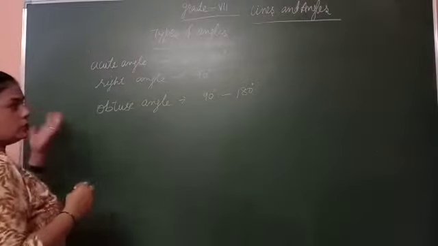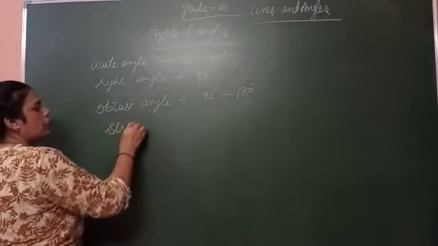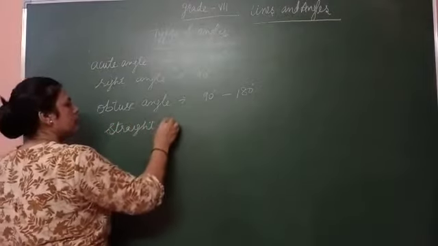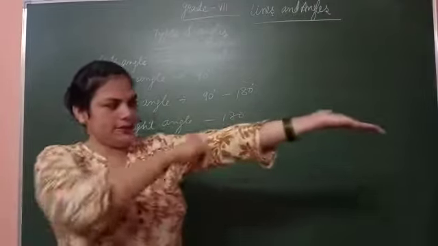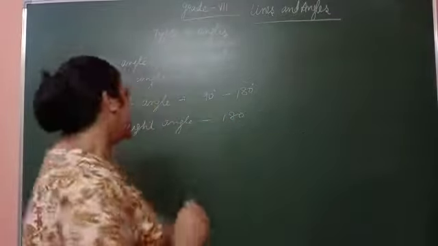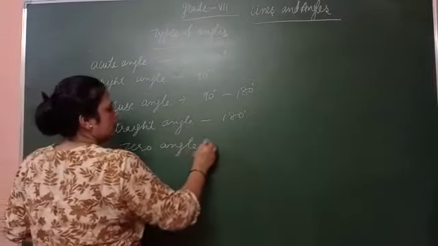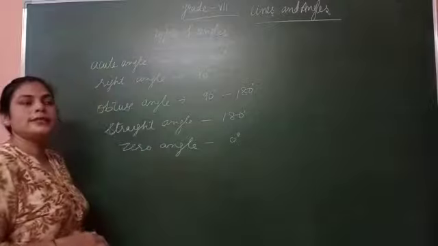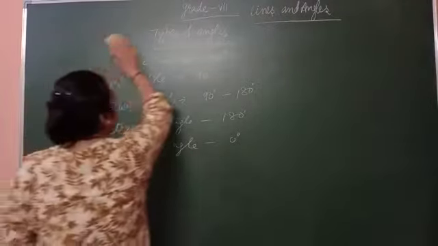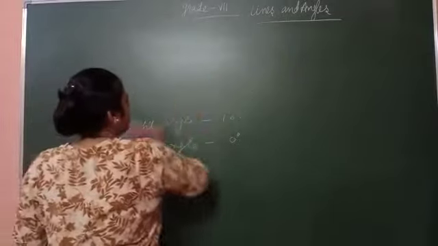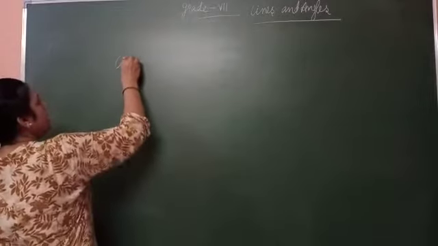Now come to the next, the straight angle, whose measure is 180 degrees. A straight angle whose measure is 180 degrees is your straight line. And a zero angle is an angle whose measure is 0 degrees. Clear? Next come to the pairs of angles. In pairs of angles comes complementary angles. What do you mean by complementary angles?